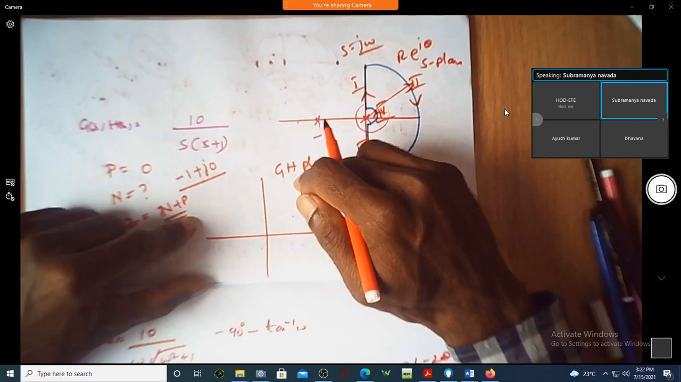This is starting at infinity magnitude with minus 90 degrees as the angle. You can see by the time it enters minus 180 degree, magnitude becomes 0. Yes, sir. Then how about this?